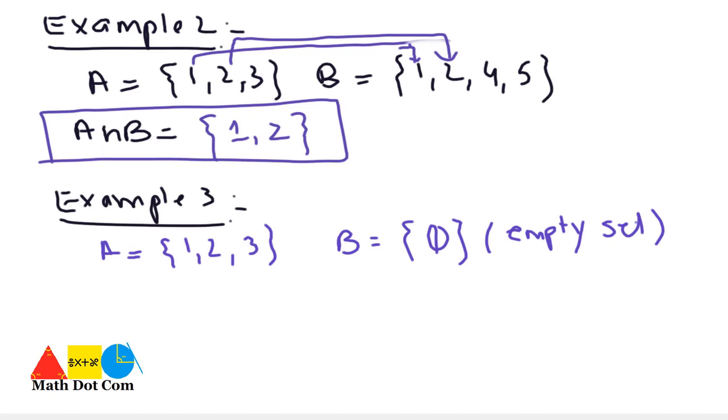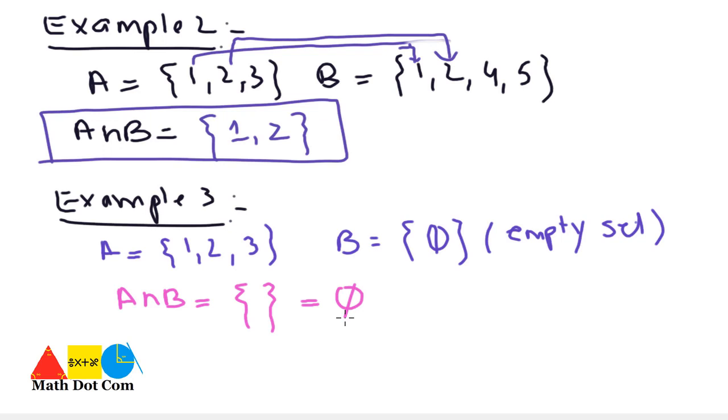What will be its intersection? A intersection B is equal to, now just check what the common elements are in both the sets. There is no common element. As in A there are 3 elements, and in B there is no element, how can you find the common elements? There is no common element, so the output will be an empty set. So from here we have got the fact that whenever you find the intersection of any set with an empty set, it will be an empty set.